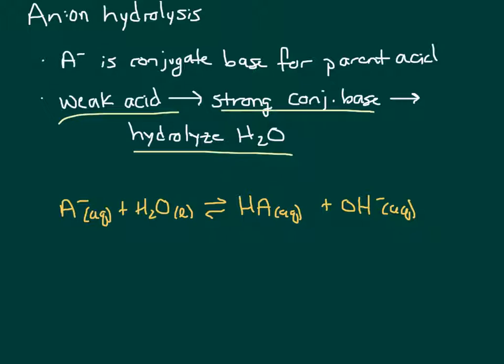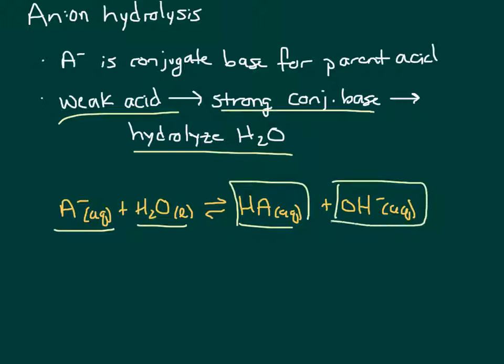What this looks like is you have your conjugate base, so your anion, that is going to interact with water, causing water to dissociate back into that parent acid, and then we're going to make a hydroxide ion as well, therefore changing the pH of the solution. Because we're adding hydroxide, which is a base, we expect that pH value to increase.